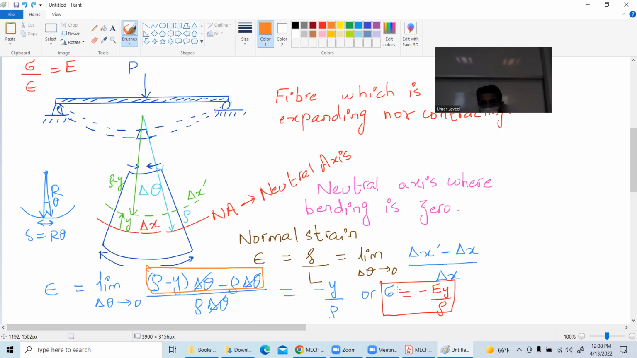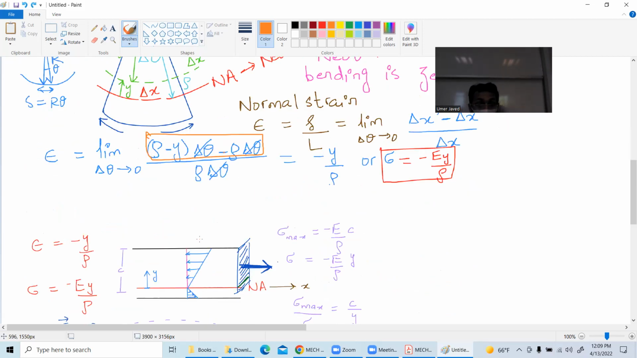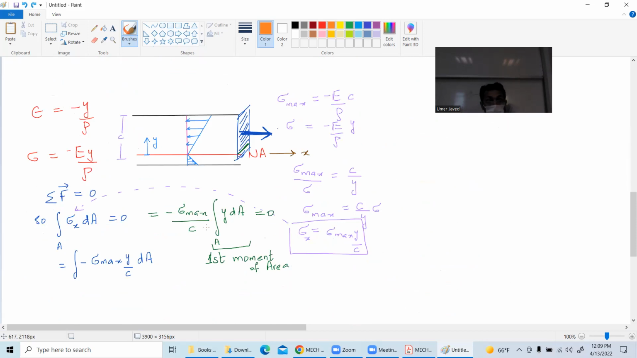Now, I know that stress over strain is equal to elastic modulus. I have got the value of strain. I will find the value of stress. So this is again a derivation. We are just going through it. Now comes the important bit.